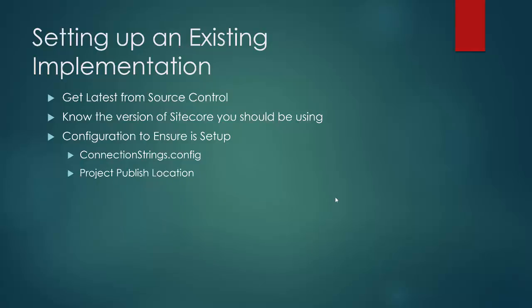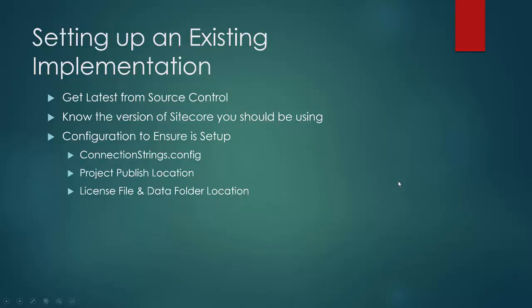Next is a project publish location. Typically the web solution that you're working with will be in a different location than the Sitecore website. So you'll publish changes from your web project into your Sitecore website. You'll need to know where that Sitecore website exists, and then you'll need to configure your publish locations to match that location.